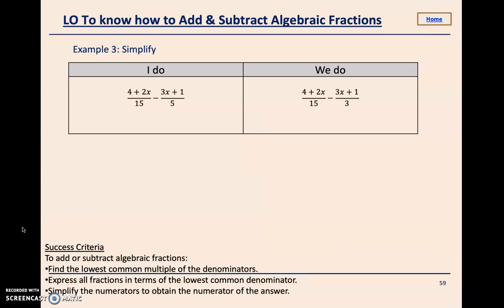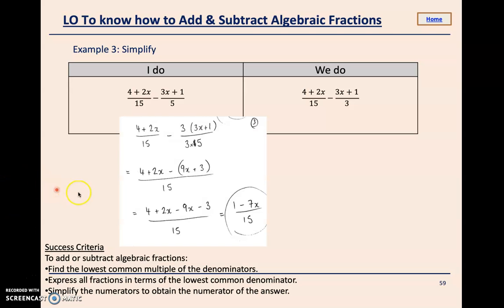Another example now. So the lowest common multiple now will be 15. So this fraction on the left doesn't need to be times by anything, top and bottom. It's already there. This fraction on the right needs to be times top and bottom by 3. So we've done that here. 3 times by the top, 3 times by the bottom. So we end up with 4 plus 2x minus 9x plus 3. So that's going to be minus 9x minus 3.